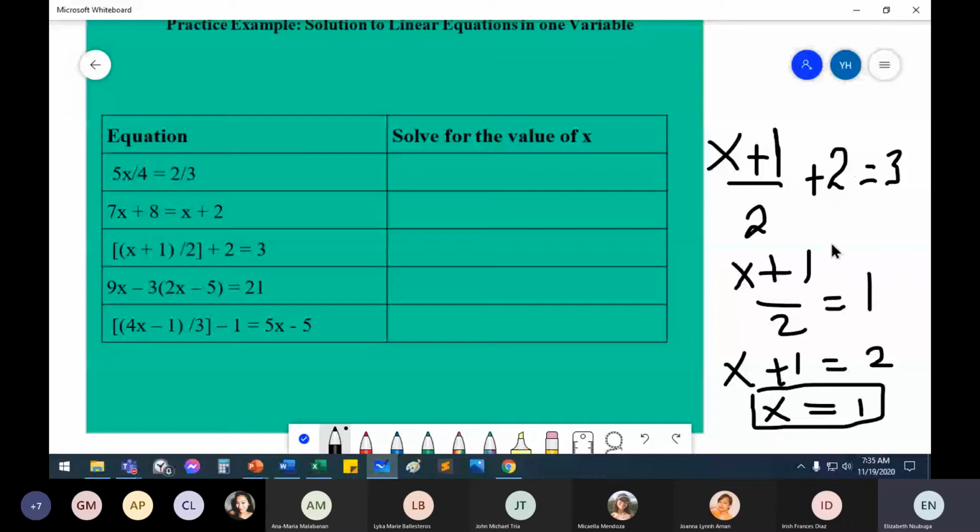If you want to see if it's correct, you substitute it back here. So when we do 1 + 1 will be 2, divided by 2 is 1. 1 + 2 is equal to 3. So we are correct. How many steps did we take? 1 and 2, two steps only to be able to get this one. Is there anybody who wants to ask me about this? Okay, now I'm going to repeat.